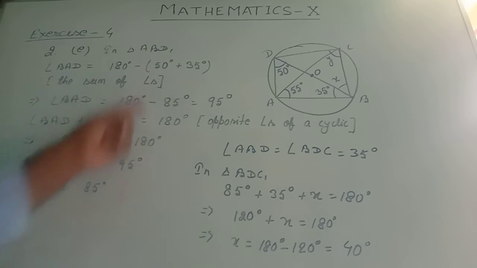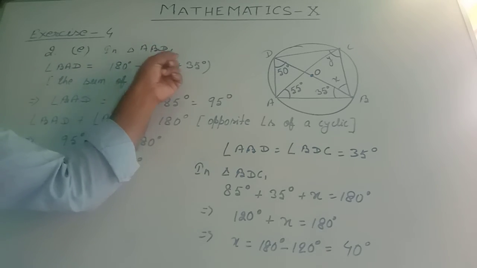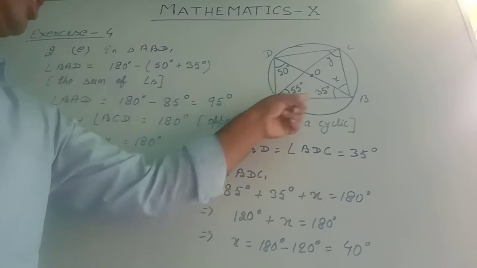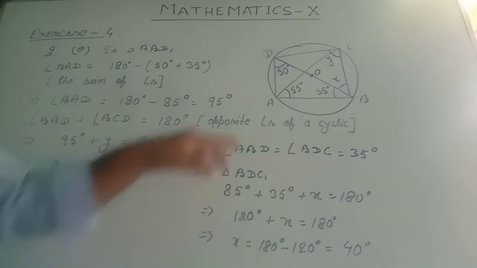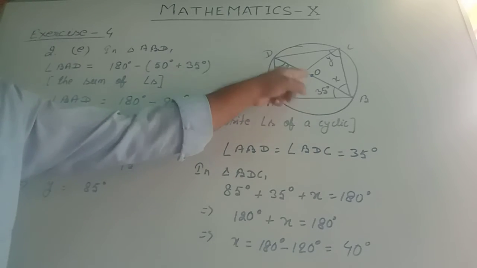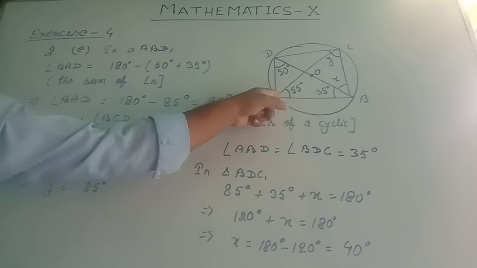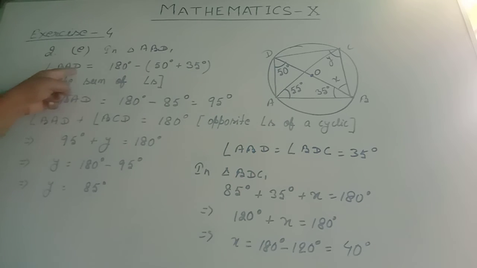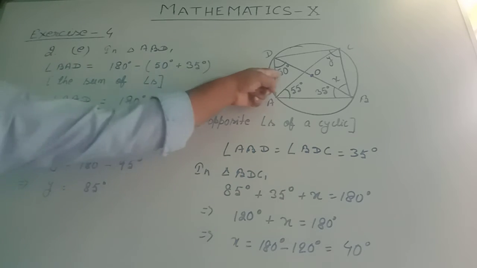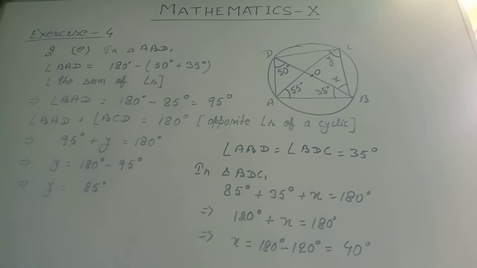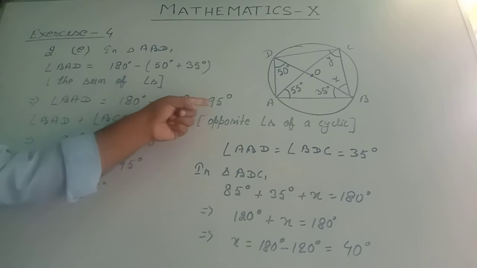For that, I came to triangle ABD, to get this angle, because these two angles are given. So the third angle of the triangle, that is angle BAD, equal to 180 minus (50 plus 35). Reason is sum of angles of a triangle equal to 180 degree. So 180 minus this sum, 85, equal to 95 degree.